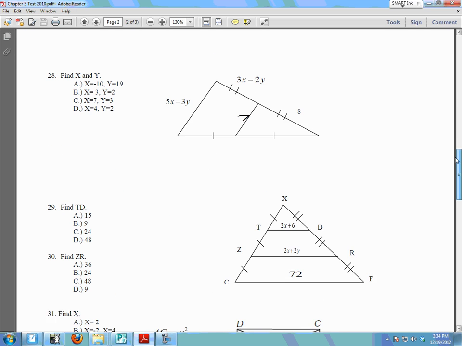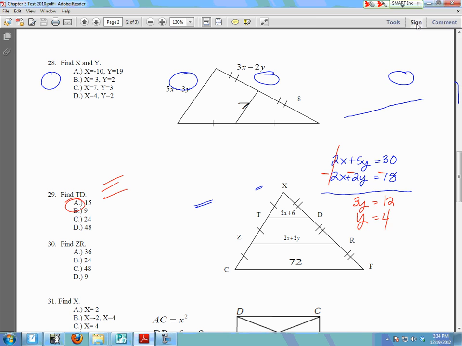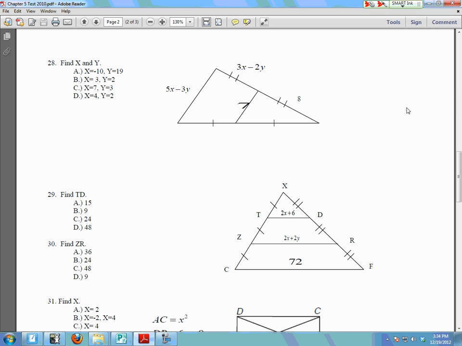Moving down to question number 28. We know that these are midpoints, that there's a midpoint and that there's a midpoint. So this mid-segment is half the length of this side over here, and it'd be parallel as well. So 7 is half of 5x minus 3y, or we could say 2 of those 7s make up 5x minus 3y.